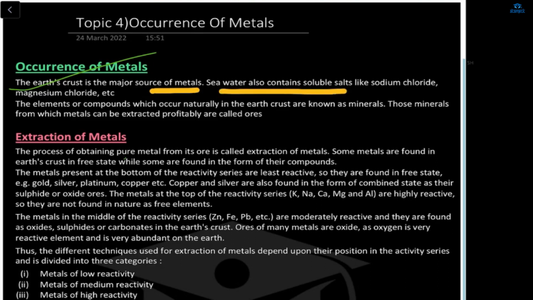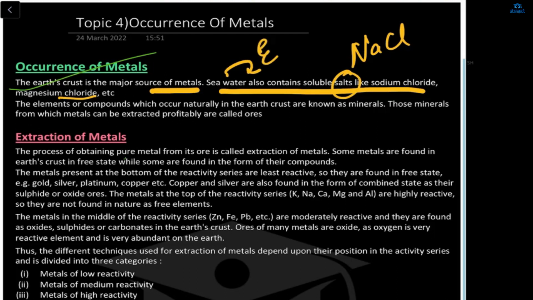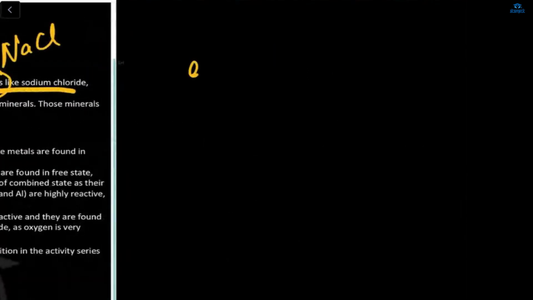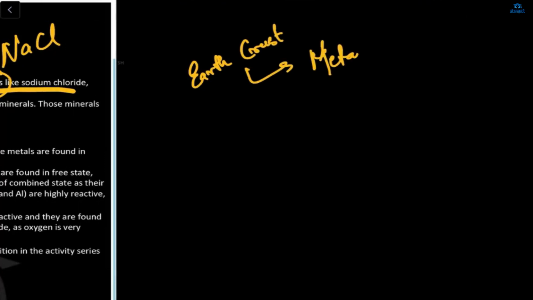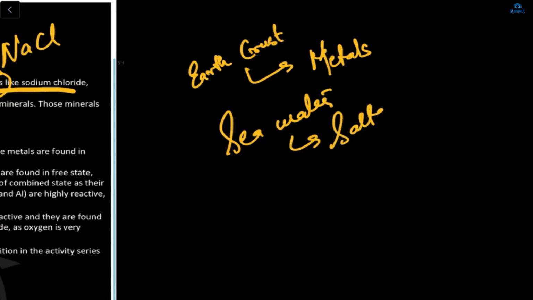Seawater also contains soluble salts like sodium chloride, which is your salt, NaCl, and magnesium chloride, MgCl2. So seawater contains various types of salts, and the earth's crust has various types of metals. For example, sodium chloride, magnesium chloride. Okay?